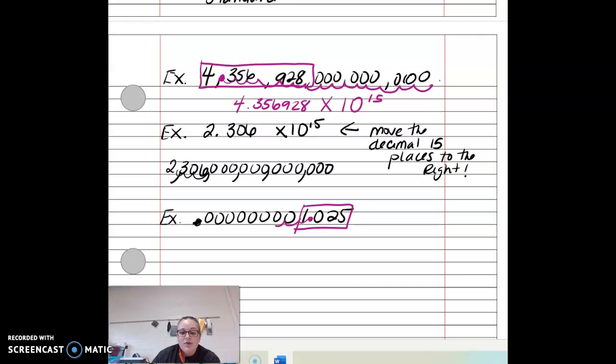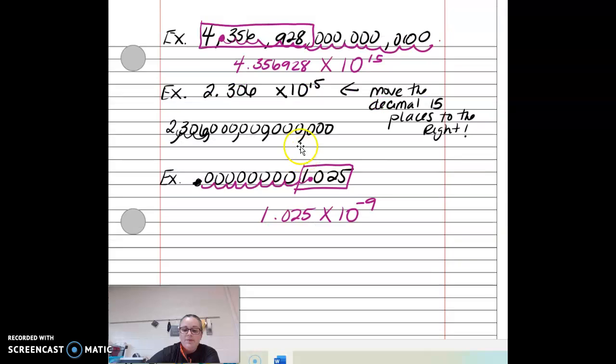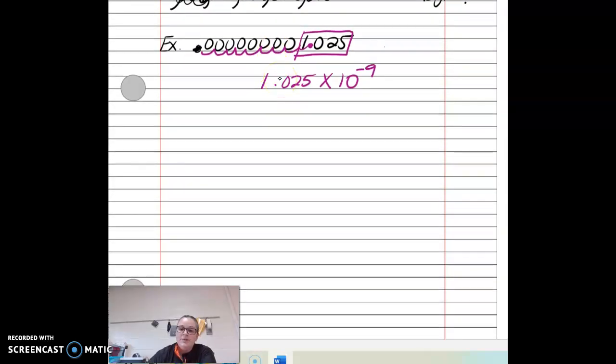So we have 1, 2, 3, 4, 5, 6, 7, 8, 9. So I know my decimal 1.025 would be times 10 to the, how many places did I move left, which would be 9. So 1.025 times 10 to the, oops, excuse me, negative 9th power. So I'm going to even put there, we moved left, so the exponent is negative.